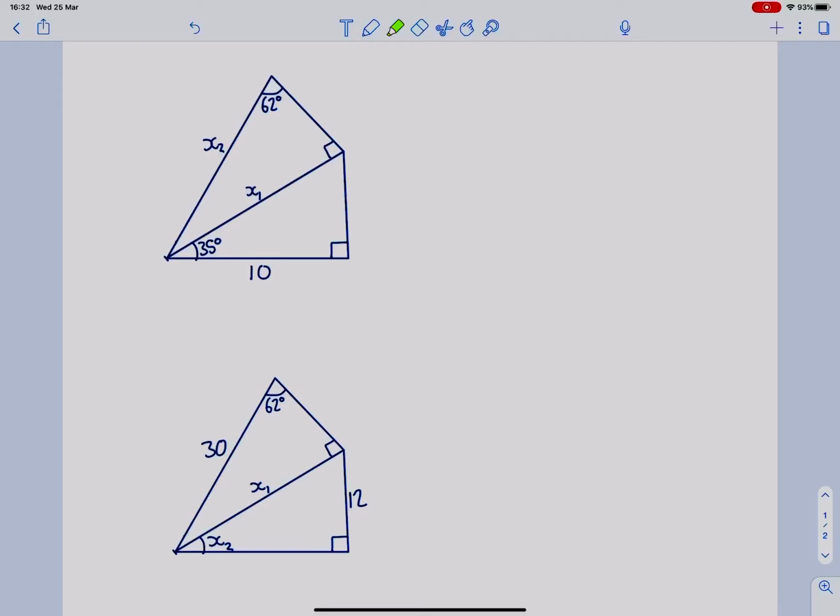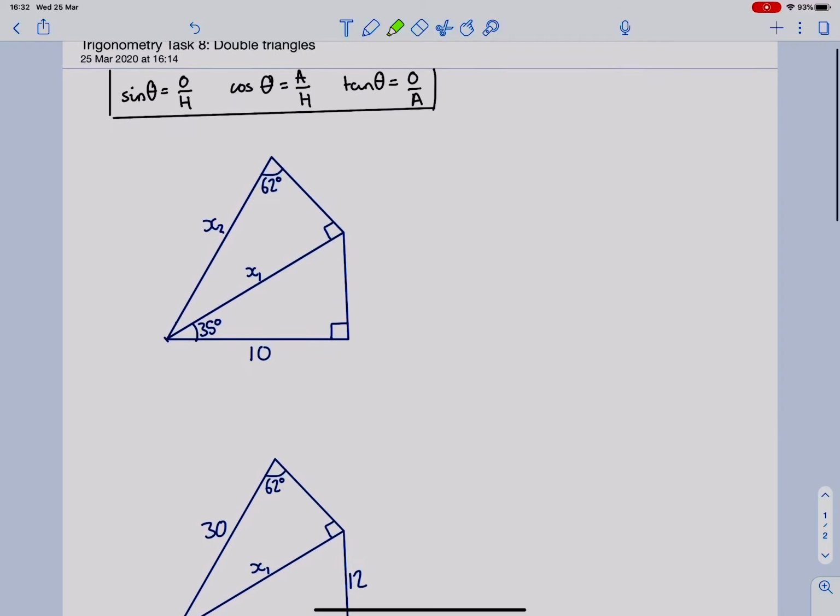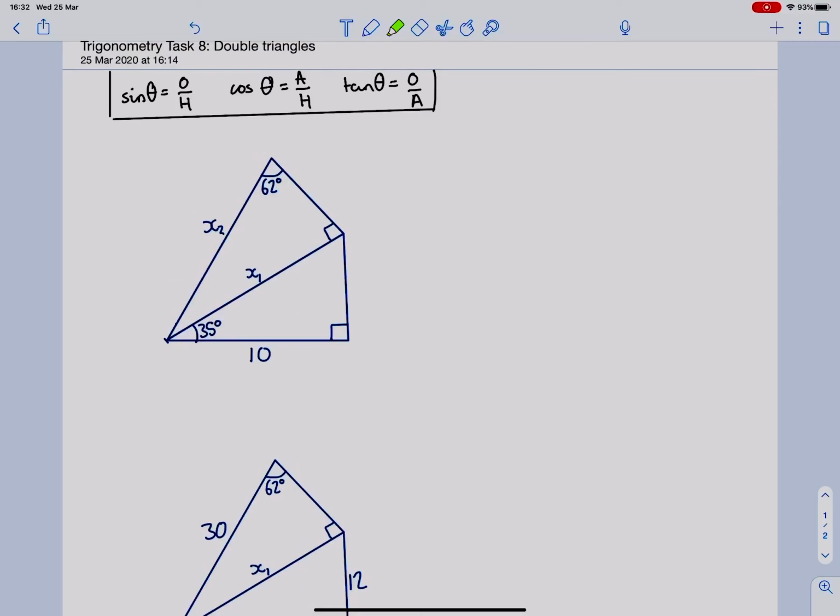The really important thing is just to see that there's two right angle triangles. For the worksheet that you've got to do, it is labelled x1 and x2, which makes it really easy. Find x1 first and then find x2. So for this triangle we're going to be finding this value first. Once we've found this value, we're going to use this to help us to find this one up here. So you're finding one value which helps you find the other value.